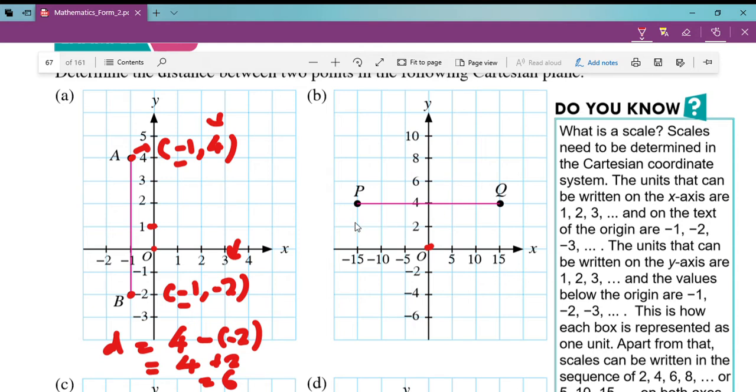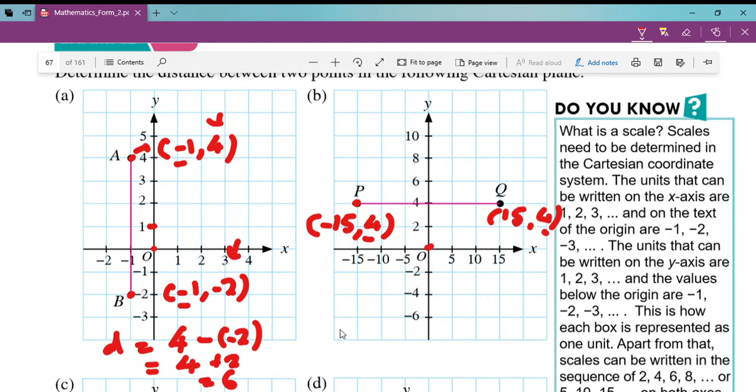To answer question B, you can see that here is a horizontal line. So can you name the coordinate of P? Of course, we start with x first: negative 15, 4. And for this one is 15, 4. We notice that the 4 is the same. You can see this one moves horizontally. So horizontal means we compare the value of x.